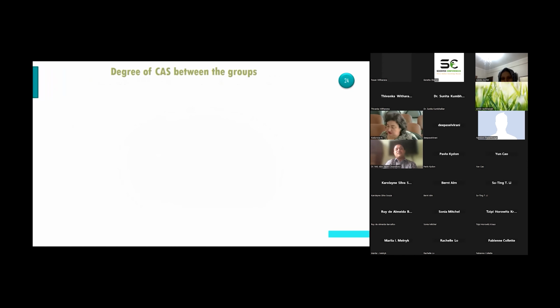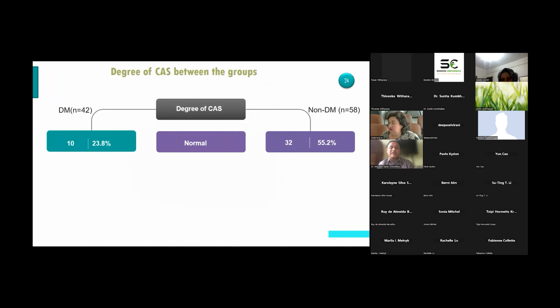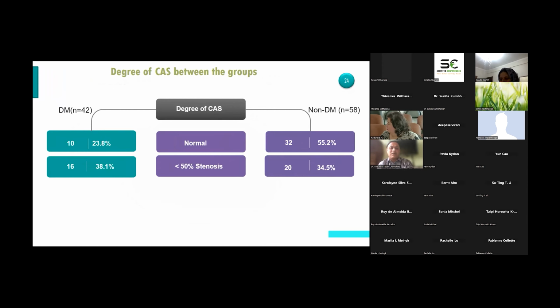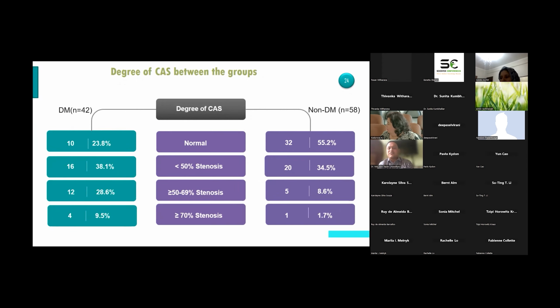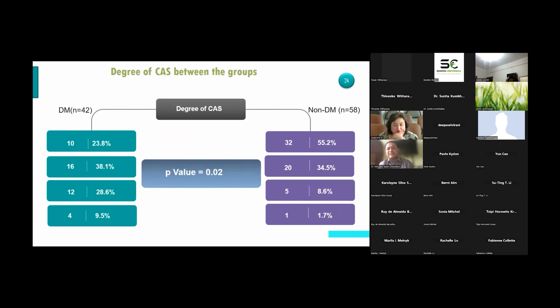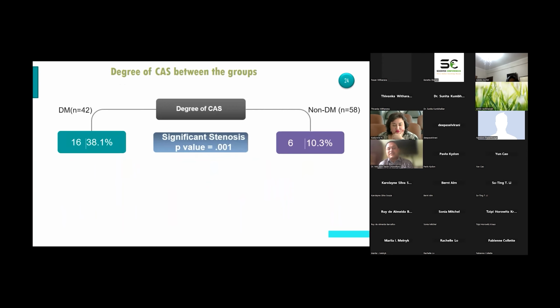Now, the degree of carotid artery stenosis between these two groups shows that the non-diabetic group has more normal carotid arteries. However, mild carotid artery stenosis is present more or less similarly in both groups. Moderate and severe carotid artery stenosis are more common in the diabetic group, and this was statistically significant. So it is also revealed that significant carotid artery stenosis is more in the diabetic group. The p-value was 0.001.